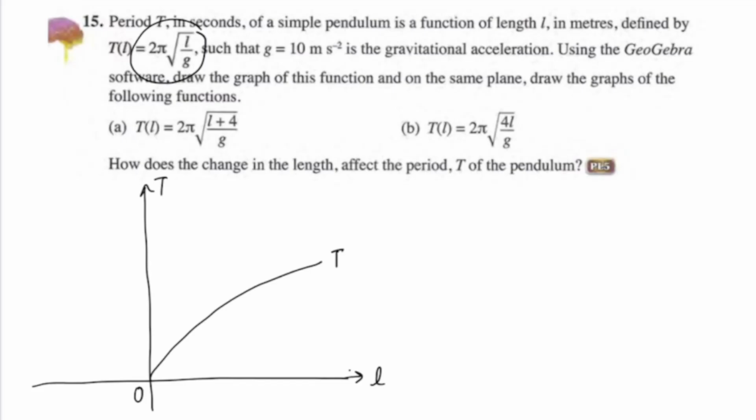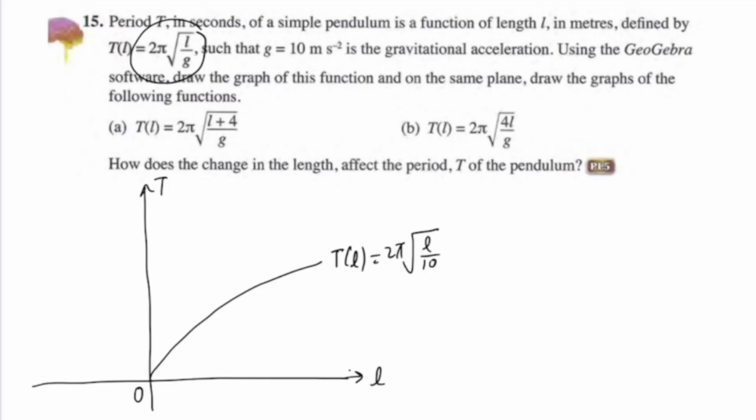This is T of L equals 2 pi square root, now they say use g as 10, so I just write L over 10. Okay, next. Second one, you're going to draw T of L equals 2 pi square root of L plus 4.